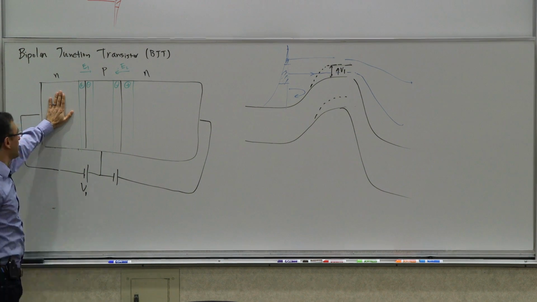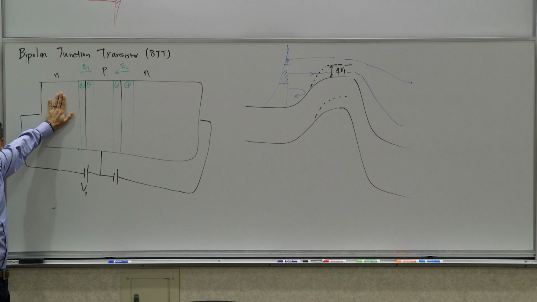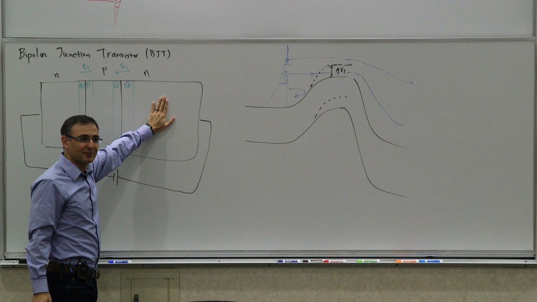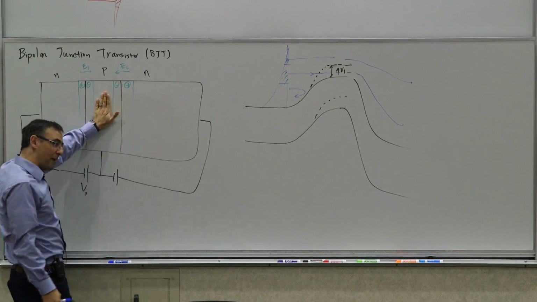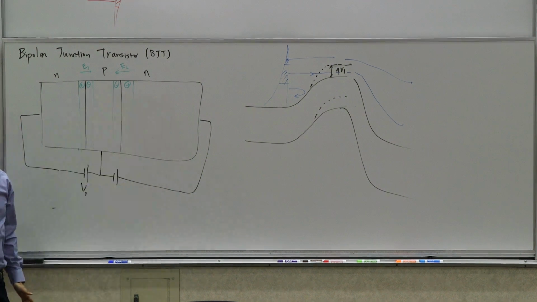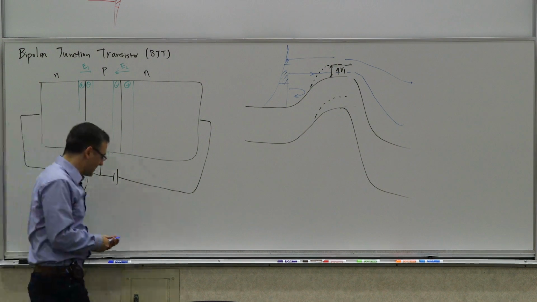So this region, by the way, is called what? Obviously based on the argument that we had, this is called the emitter, where the charge carriers are emitted from. And this is where they're collected, so it's called the collector. And this is called the base for a historical reason. And the historical reason is this.